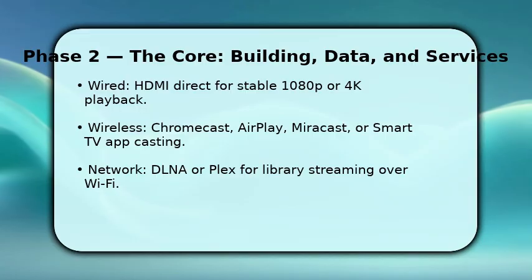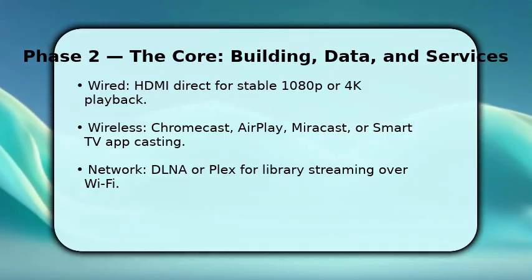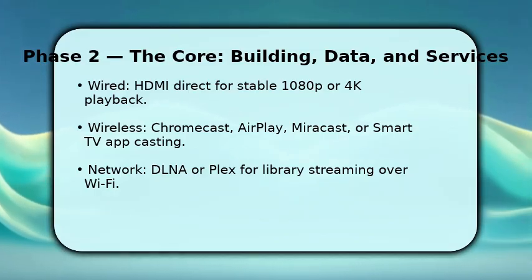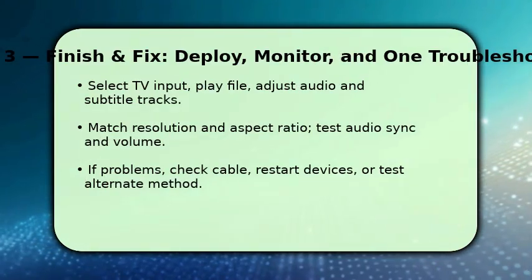For many files across devices, set up DLNA or Plex so the TV reads your media server. Once you pick a method, pair devices, open the movie app, and select the TV as the playback target to now complete playback and verify everything looks and sounds correct.